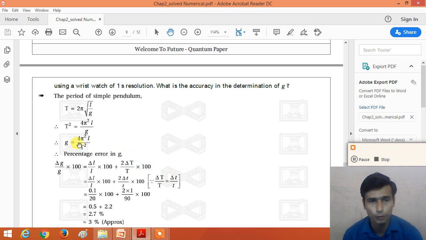So here, what about the 4 pi square? 4 pi square is a constant value. There is no error in 4 pi square, so we neglect it from the calculation of the error, right?